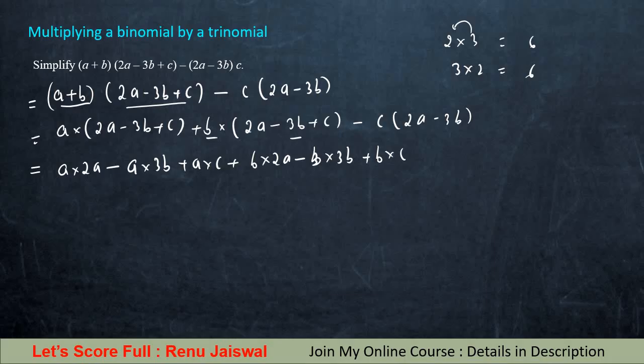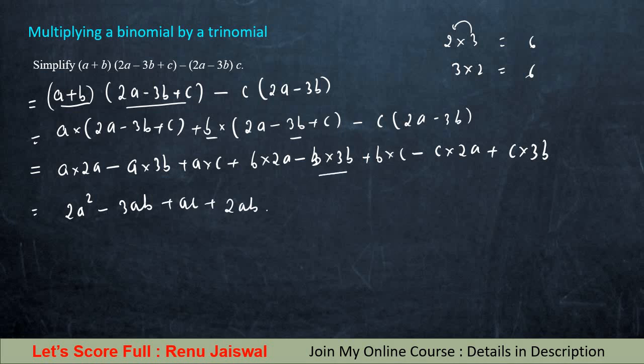And here as it is a minus sign, we have learned to reverse the sign inside. So what will happen? Minus, as it was plus, I'll write minus, c into 2a, here minus, so I'll write plus. Then simply, 2a square, 3ab, ac, 2ab, 3b square, bc, 2ac, and 3bc.